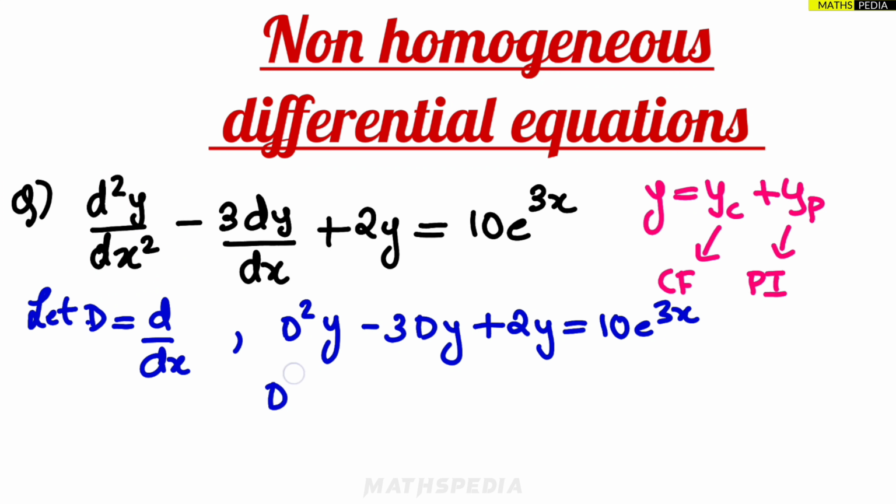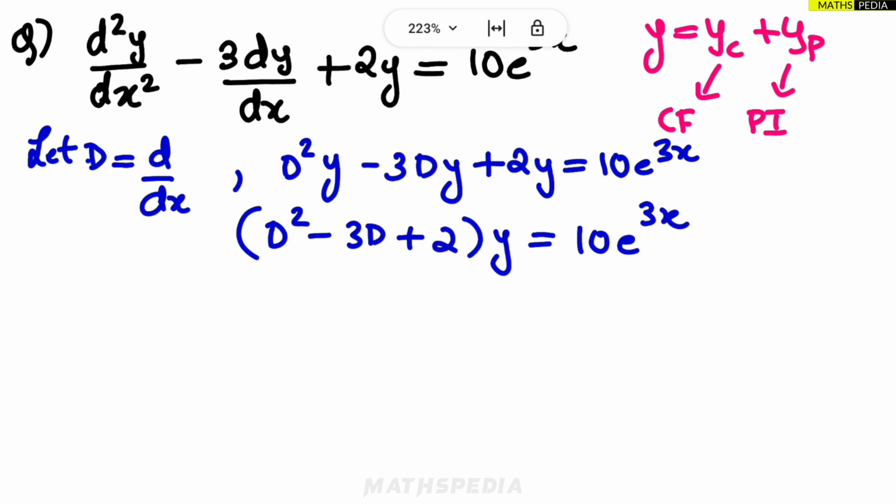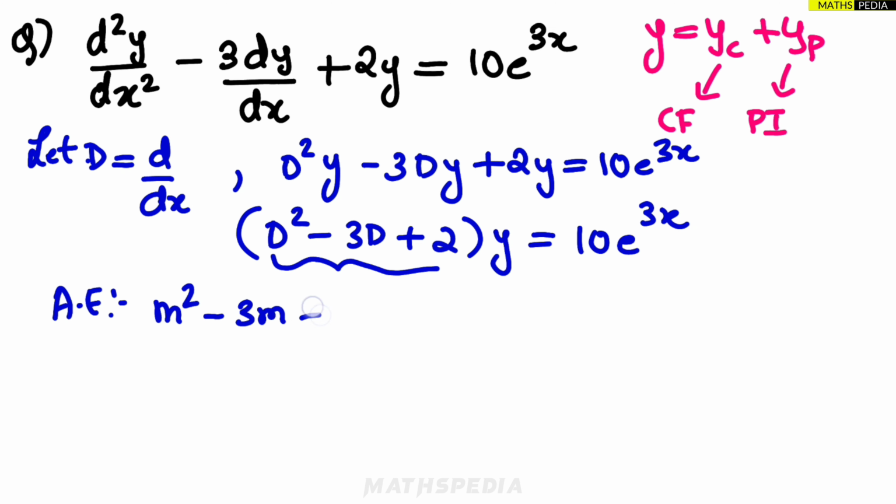What's the next step? Take y common. So (D square minus 3D plus 2) y is equal to 10 into e power 3x. After this, what you have to form? You have to form the auxiliary equation. How to form the auxiliary equation? Inside this bracket, whatever the function is there after taking y as common, substitute equal to 0, and in place of D, put m: m square minus 3m plus 2 equal to 0. Very simple. Okay, we are not bothered about the RHS, we are calculating only the LHS part for CF, that means complementary function Yc.